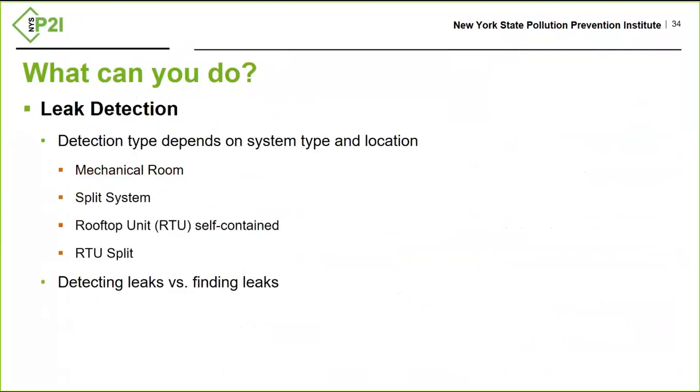Now, we mentioned leak detection, so I want to talk about a couple of different approaches. The type of leak detection depends on the system type and the location. You'll find refrigeration systems in mechanical rooms, or split systems like you might see in your home where some of the equipment is inside and some outside, and then there are rooftop units, both split and self-contained. And then we'll talk a little bit about detecting leaks versus finding leaks.